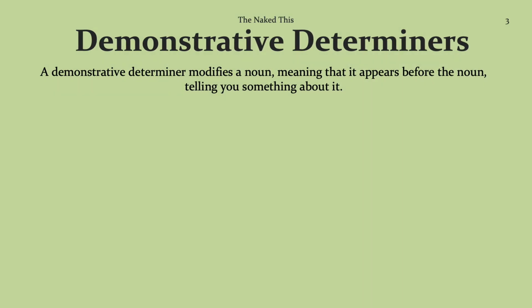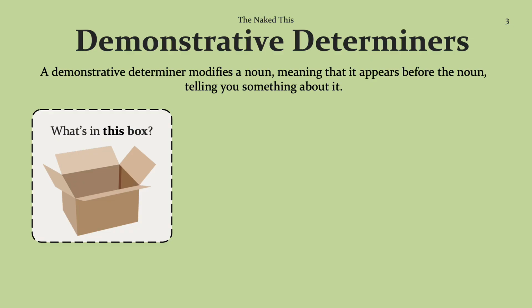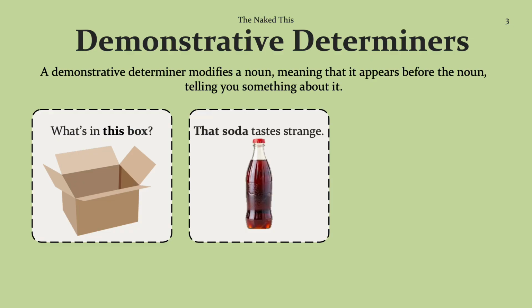Alternatively, demonstrative determiners modify a noun, meaning that it appears before the noun telling you something about it. See these examples. What's in this box? This keeps the same dimension of nearness, but also singles out a particular box near me. That soda tastes strange. I'm pointing out a far, very specific soda amongst many.